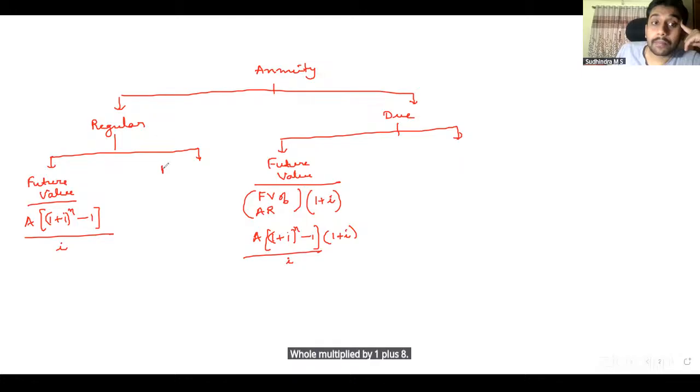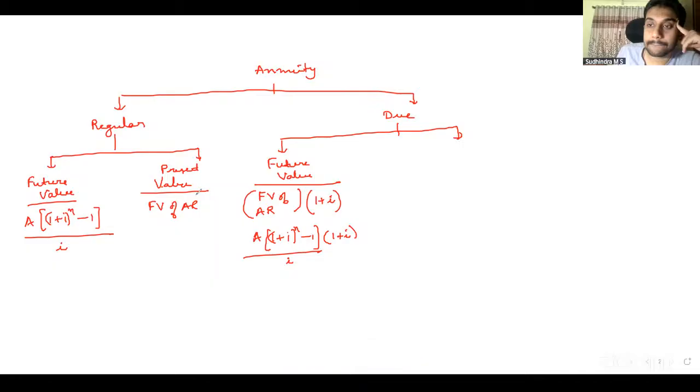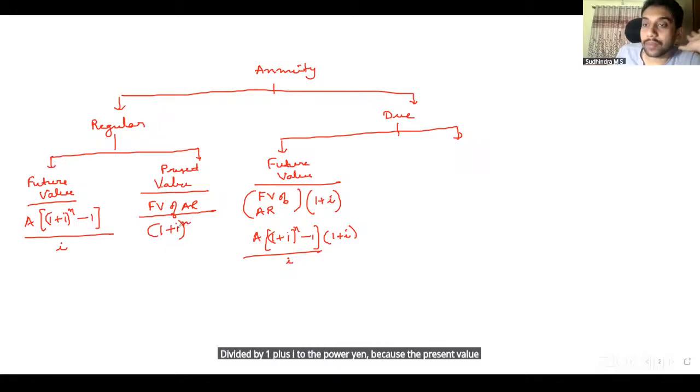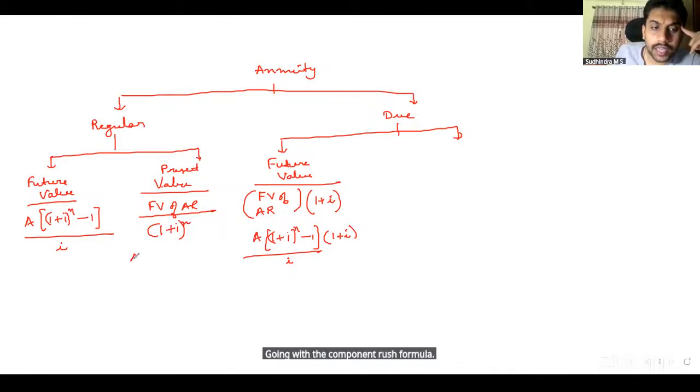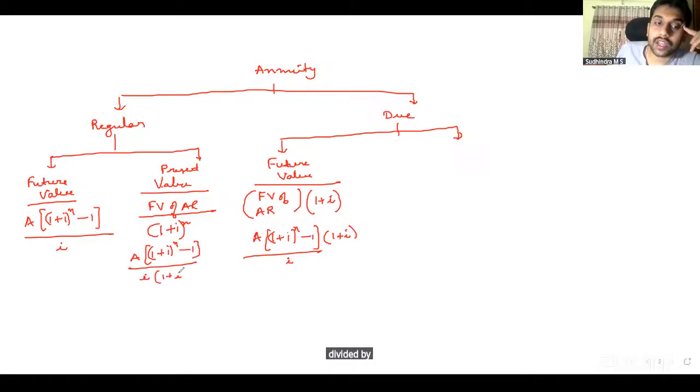Same way, present value of annuity regular is the future value of annuity regular divided by 1 plus I whole power n, because the present value concept is future value divided by 1 plus I to the power n, going with the compound interest formula. So A into 1 plus I to the power n minus 1 divided by I into 1 plus I to the power n.